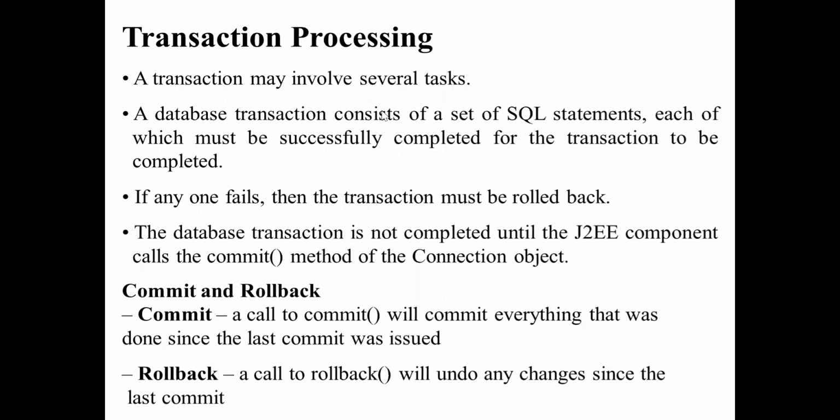Then what are commit and rollback? Calling commit will commit everything that was done since the last commit was issued. Then what is rollback? Calling rollback will undo any changes since the last commit. Once the commit is done, the rollback will not work. So before the commit statement, we can use rollback at any time. It means that we can undo changes since the last commit.